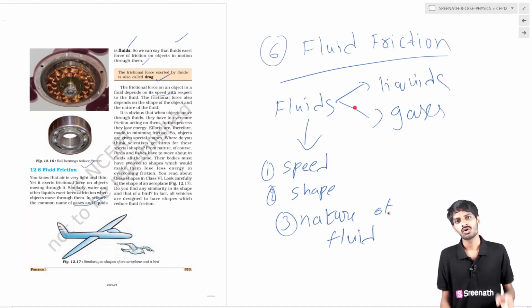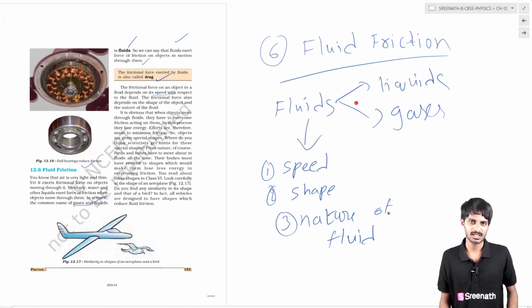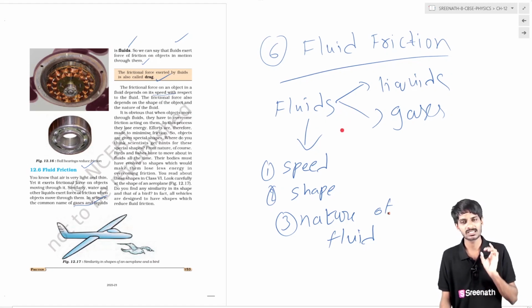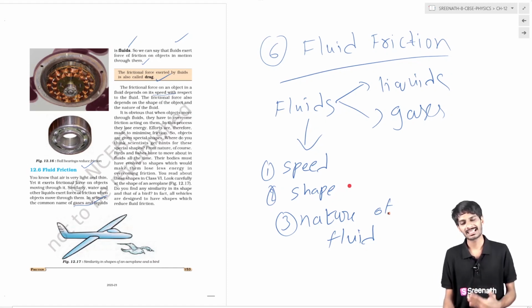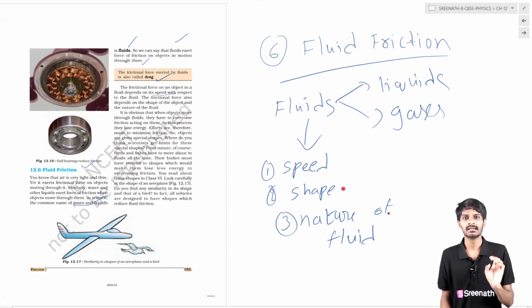So how beautifully nature is designed: their body shape is determined such that, as we have discussed earlier, fluid friction depends upon the shape of the body also. So their body shape is designed in order to have less friction. Their body is shaped like that.